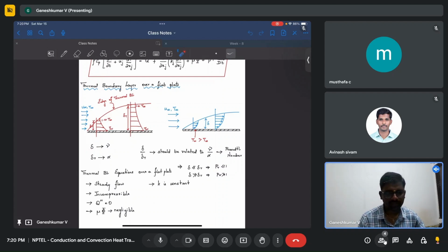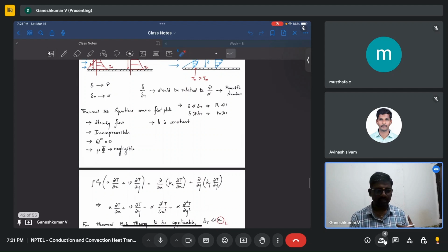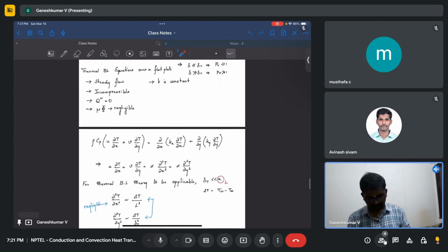So this is how your thermal boundary layer develops, and as I said, we related the hydrodynamic boundary layer thickness with the diffusion coefficient. Here it is kinematic viscosity. Similarly, we can also relate the thermal boundary layer thickness to the thermal diffusivity, which is alpha. And so delta by delta T will be nu by alpha, and nu by alpha is nothing but your Prandtl number. So there is some relation between delta by delta T and the Prandtl number, and that is something we even derived and showed. And then we wrote down all the equations, right?